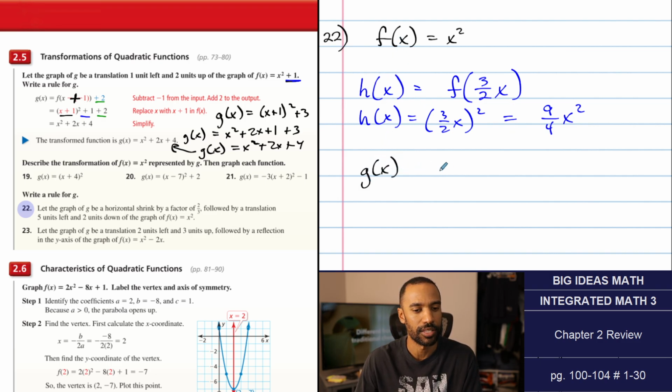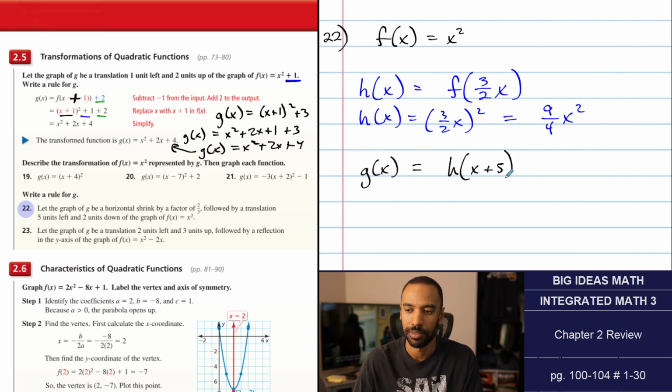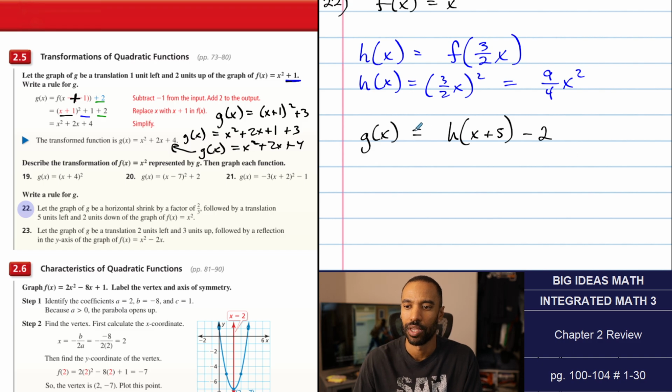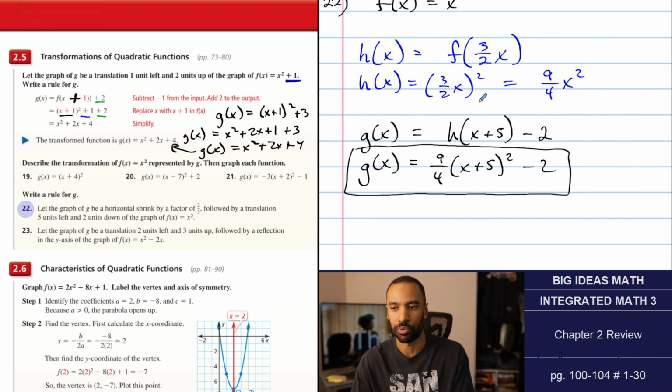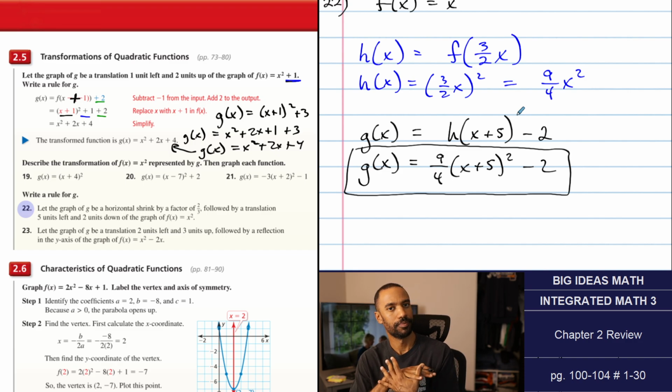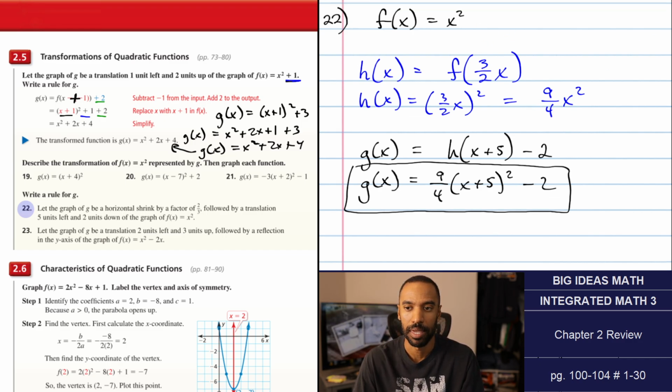Now followed by a translation of 5 units left and 2 units down of this function. So a translation of 5 units left will look like this, and 2 units down will look like this. So we'll take the h of x equation, and where you have x, we're going to change it to x plus 5. So we got 9/4 times (x plus 5) quantity squared, and then outside of there is a minus 2. That should be the final answer. There is a version of it where you can keep 3/2 inside of there. I would prefer not to. I hope you understand kind of why I'd prefer that. And that's what it's going to be, folks.